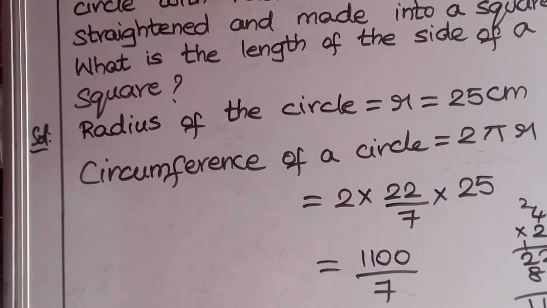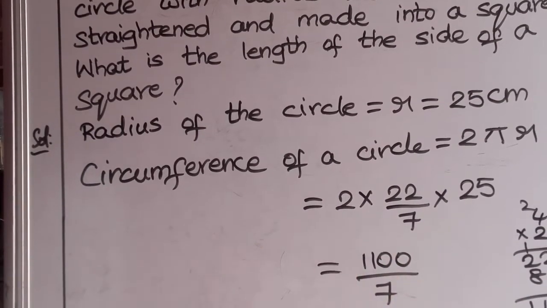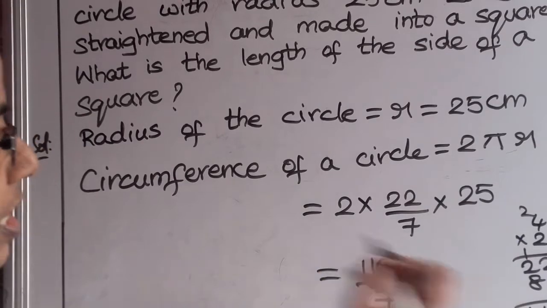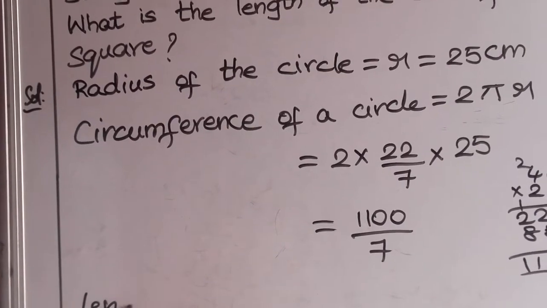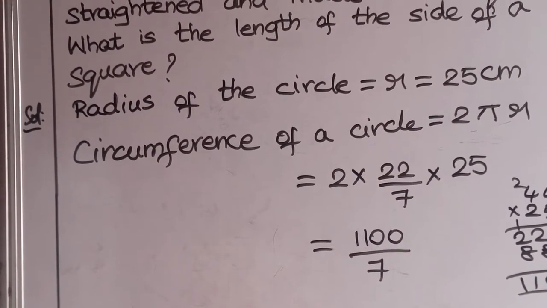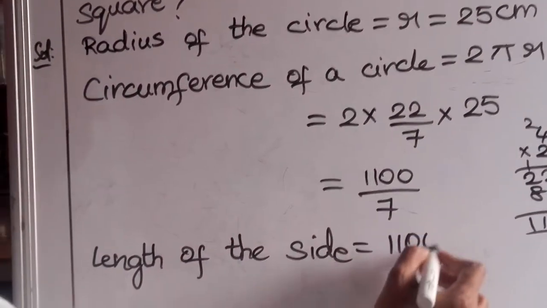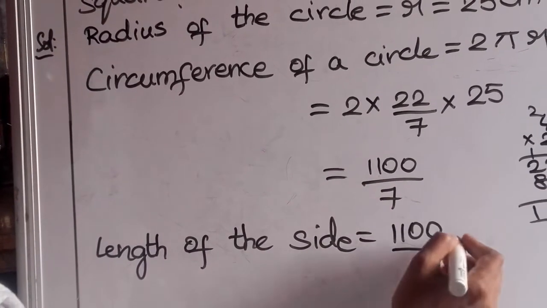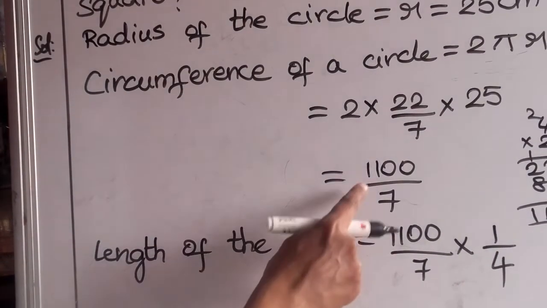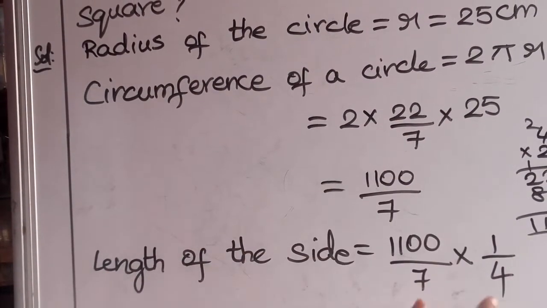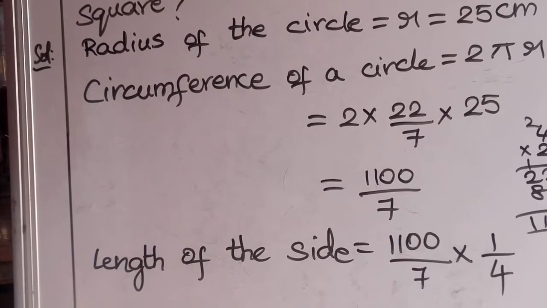Now this circle, they are making it into a square. This is divided into 4 sides, 4 parts. So now to find out the length of the side, length of the side is equal to, let us copy the circumference, and we are going to divide this into 4 parts. Because 4 sides are there and each part, what is the value, that is what we are trying to find out. Understood this?